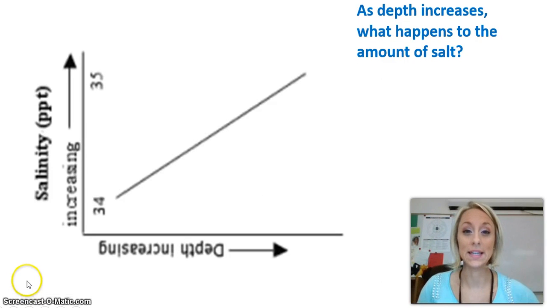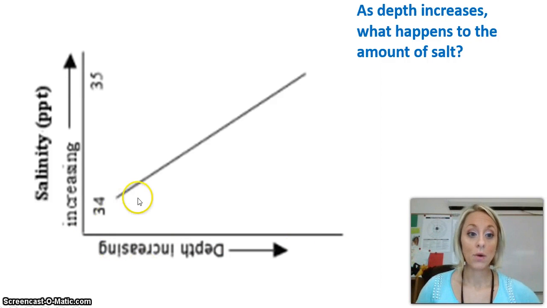Next, we're going to look at salinity. Salinity is the amount of salt in an aquatic zone. So if we look here, as depth increases or as it gets deeper and deeper, the amount of salt or salinity increases. So we could also say the deeper the ocean, the saltier it is at the bottom. Of course, this is not the case for freshwater because there's not an abundance of salt in freshwater.